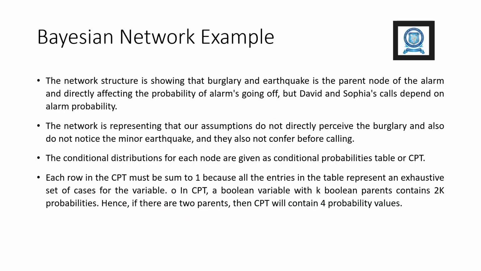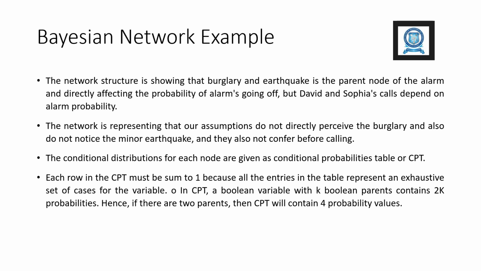The network structure shows that burglary and earthquake are the parent nodes of the alarm and directly affect the probability of the alarm going off. But David's and Sophia's calls depend on the alarm probability. The network represents that our assumptions are that they do not directly perceive the burglary and also do not notice the minor earthquake, and they also do not confer before calling.